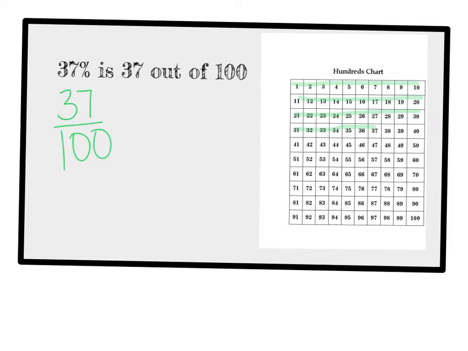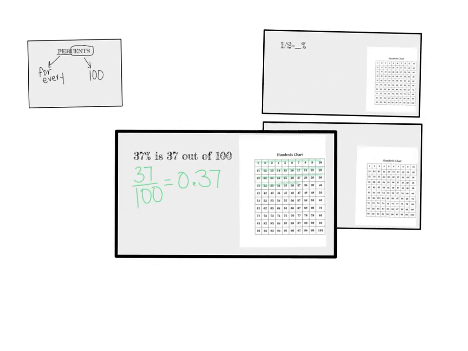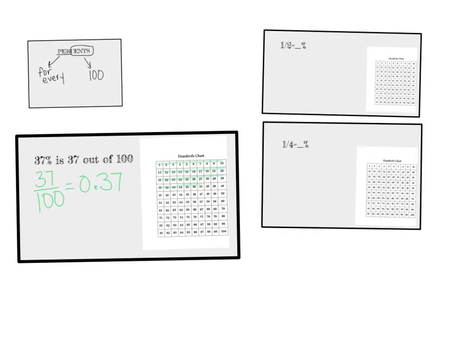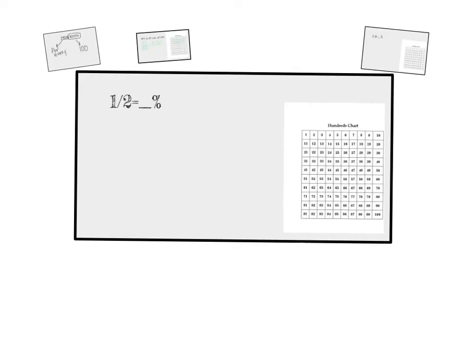Something else that you might find that sounds familiar is in decimal form. We could also say 37 hundredths. All of that is the same as saying 37% or 37 out of 100. Now let's go ahead and apply that to the types of problems you saw this morning. One of the first questions you had this morning was, what is 1/2?